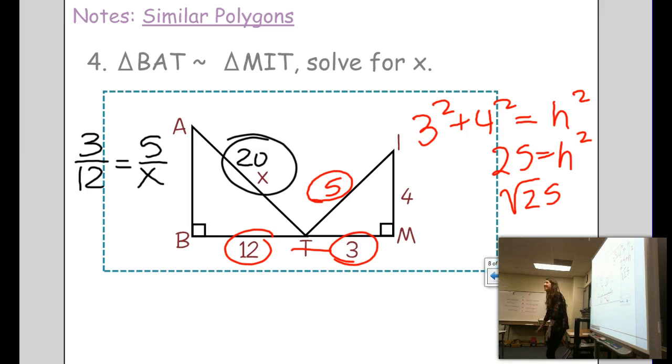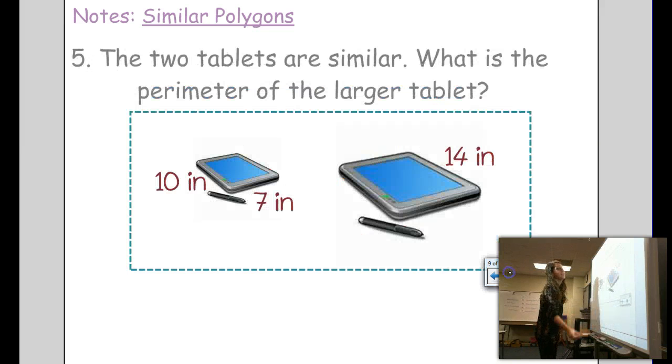How are you? About this problem. Okay, last one? No, second to last one. Second to last one. There we go. The two tablets are similar. What is the perimeter of the larger tablet? It's like an iPad and an iPad mini. I don't know if those are really similar, but maybe yeah. No, it's like my iPad, my phone. In your Samsung phone? No. Yeah, the Note.